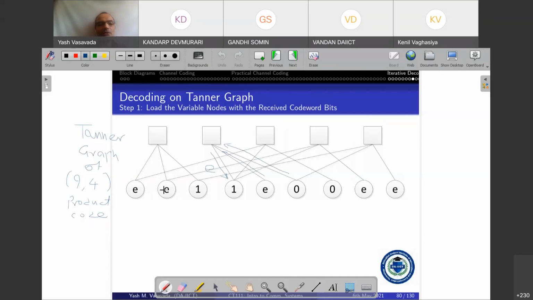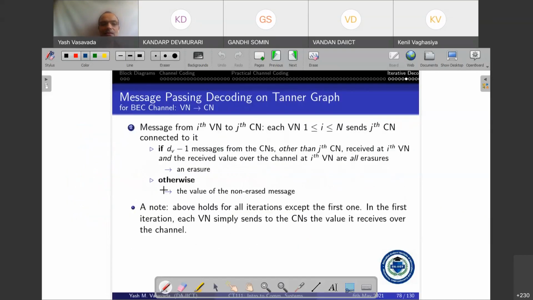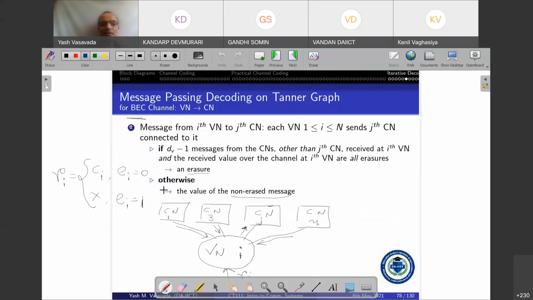Okay, so that is what the algorithm has to do. Basically, these are the two main steps. Step number 2, where ith VN sends a message to jth CN. And these I and J are variables, so they take all the values.